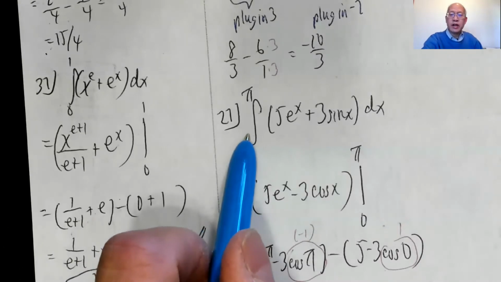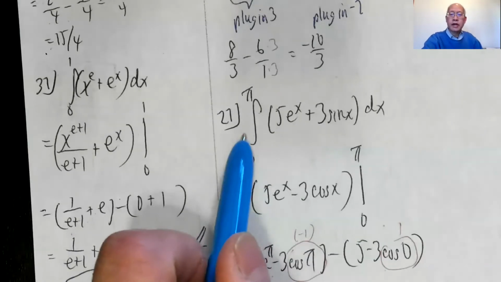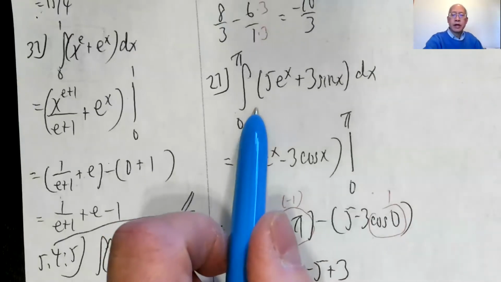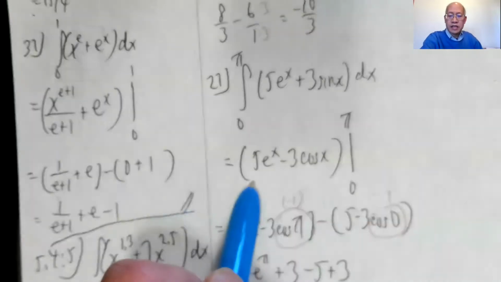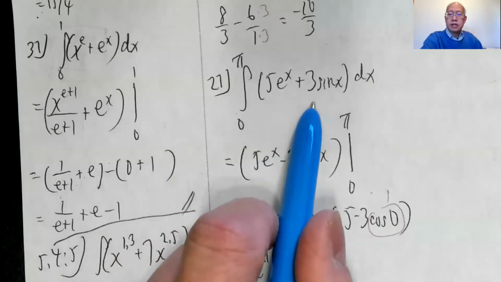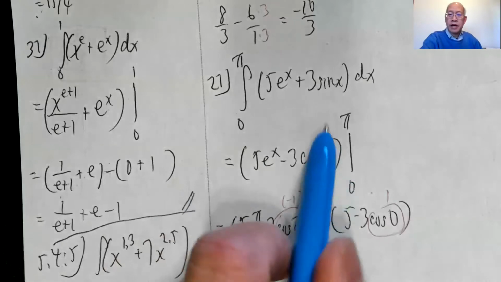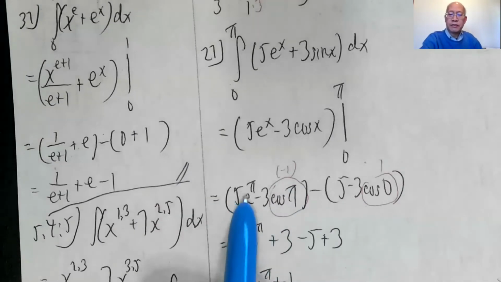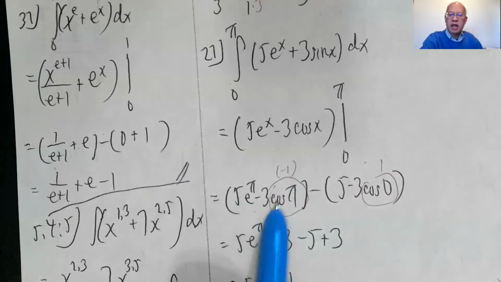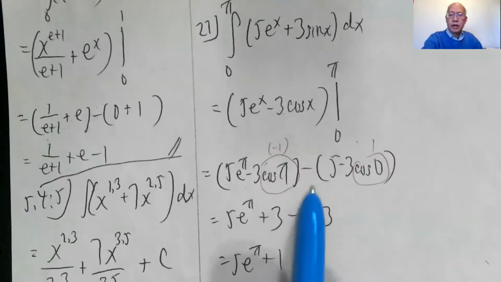27 is also a definite integral. There are definite numbers, so again, the answer is a real number. So we integrate. Integral of 5 e to the x is itself. Integral of 3 sine x is -3 cosine x, from 0 to pi. Plug in pi: 5 e to the pi minus 3 cosine pi. Cosine pi happens to be -1.